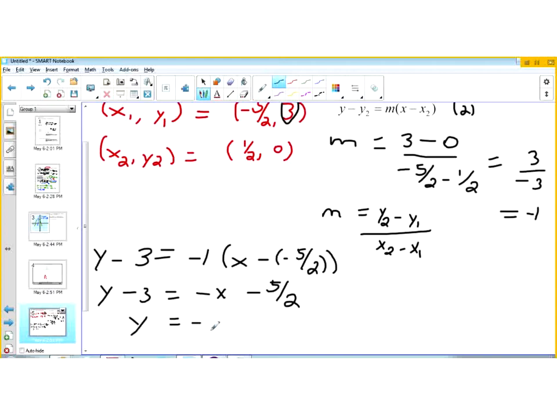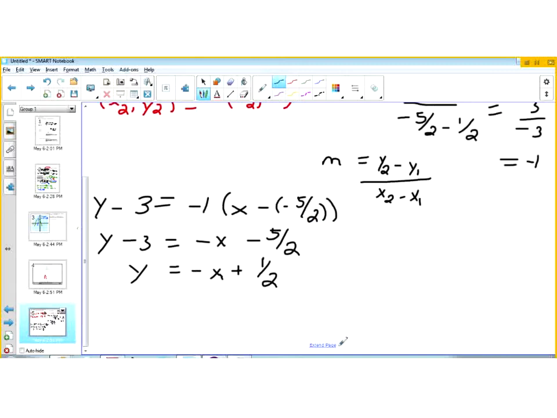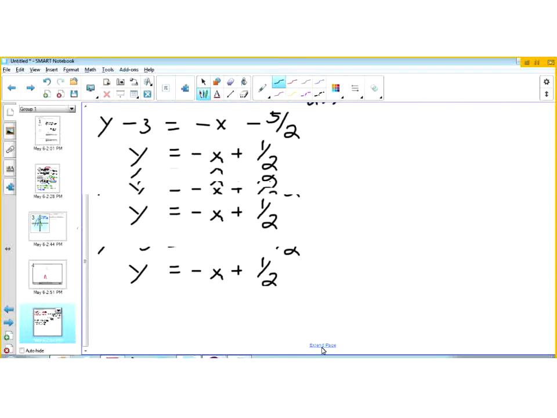So let's bring the negative 3 over. So we have y is equal to negative x plus 1/2 after simplifying. Okay, so as you can see, I skipped a number of algebraic steps, but I expect you, if you don't see this readily, to go back in and fill in the details since this is an algebra review. Okay, so there's our equation. What else? Okay, so that's the point slope format.